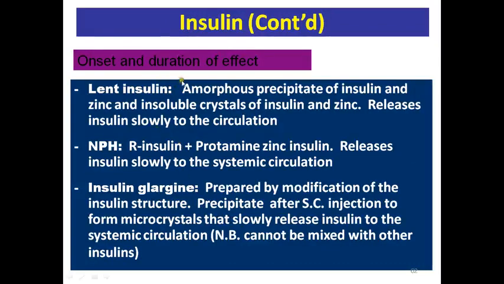Then there is long acting insulin, Lente insulin. It's a precipitate of insulin with zinc, insoluble crystals of insulin zinc. It is slowly released in the body. NPH has regular insulin along with protamine zinc insulin, so it is also released slowly. And then we have glargine. It is a modified structure of insulin having microcrystals, and it is released very slowly in the circulation. This cannot be mixed with other insulins. So these are the insulins used as basal insulins. They are given once or twice a day, and they maintain a basal level of insulin throughout the day in the body.